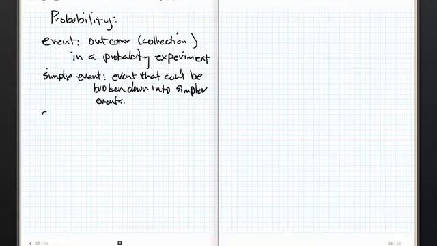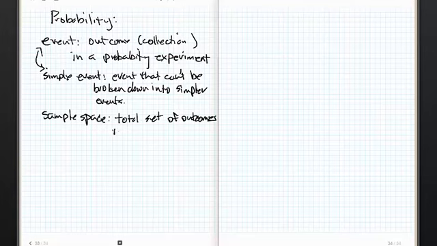All right. Then what we've got is a sample space. Again, I'm hoping that you've seen this stuff before. Don't worry about the differentiation between event and simple event, all right? Just think of really what we're going to talk about here is just an event, okay? A sample space is the total set of outcomes in a probability experiment.